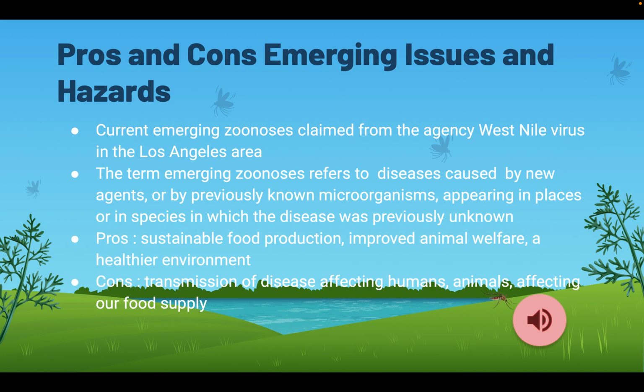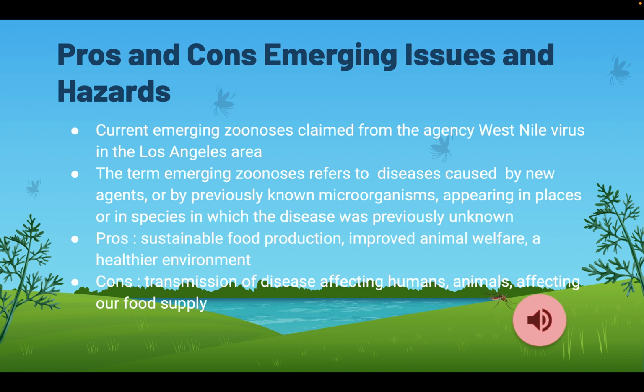One of the current emerging zoonoses claimed by the agency is West Nile virus in the Los Angeles area. One thing that they're doing to prevent the spread of this virus is educating the public on ways to prevent mosquito bites and reduce the transmission and infection. Another is having regular visits around areas or sites where mosquitoes can breed.